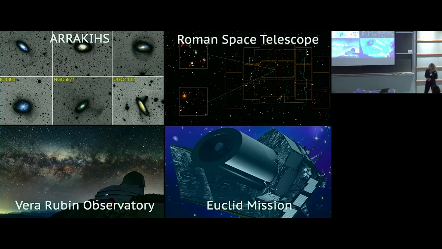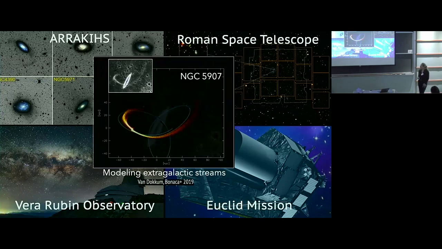Okay, so in my last 5 minutes or so, I want to move to the dwarf galaxy streams, which all of these different surveys will actually be able to find. So there are cases in the literature where stellar streams around extragalactic systems have been modeled, and you can do this very successfully. Here's an example from Van Dokkum and Bonazza from 2019.